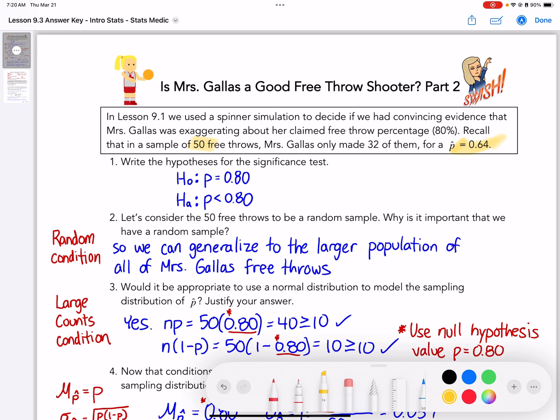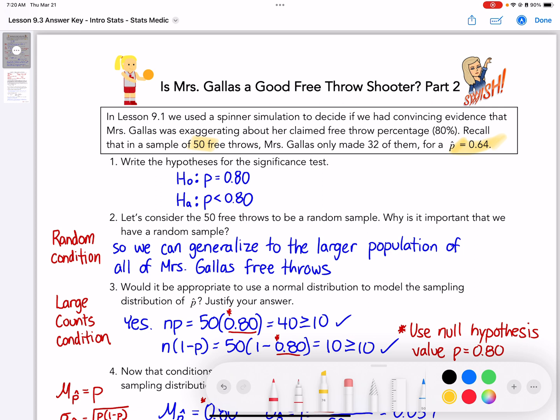If you recall, we had a hypothesis test, and H-naught was what we are claiming to be true. What she claimed to be true, what's known to be true, is that the proportion of Miss Gallus's free throws was 80%. However, when we looked at her 64%, we said, that's a lot less than 80%. It's definitely less than 80%, but is it significantly less than 80%? And that's what we're going to check now.